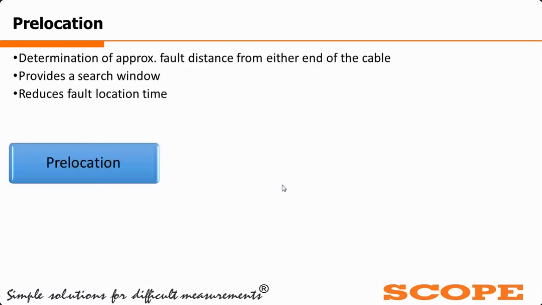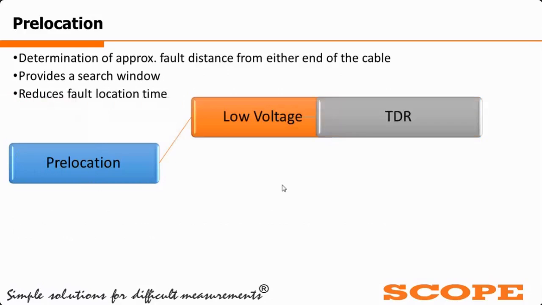In pre-location, there are mainly two types. First one is the low voltage method. The low voltage method mainly consists of the TDR method. TDR means time domain reflectometer method. I will explain it in a later slide in detail.